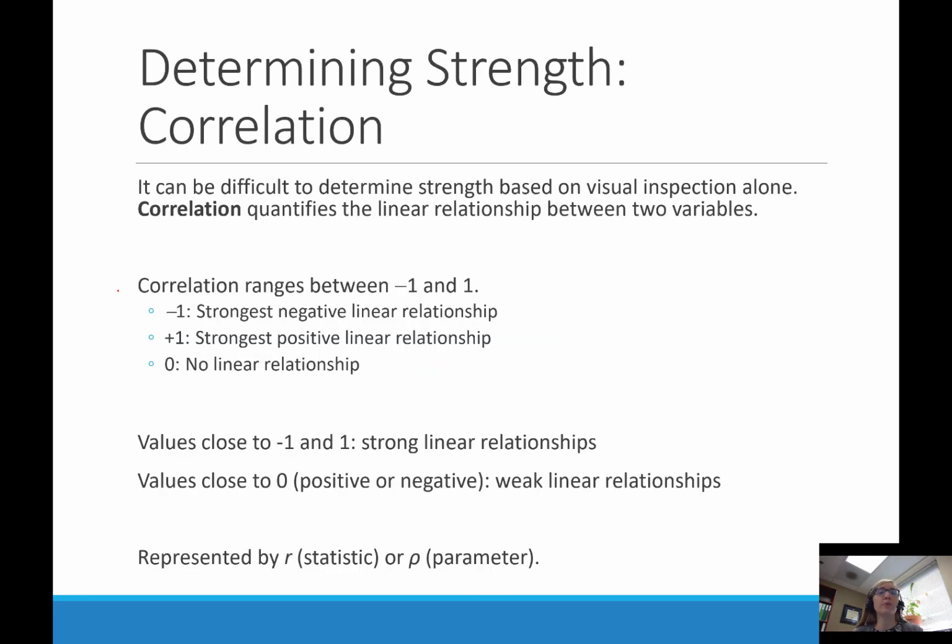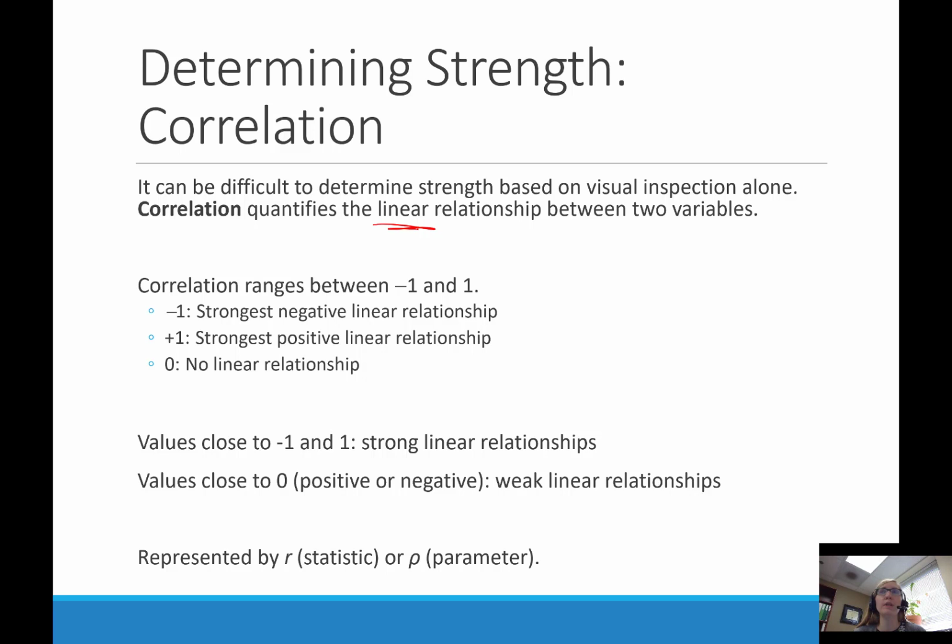Correlation quantifies the linear relationship between two variables. It is key to note that correlation only holds for linear relationships. If there's curvature, then correlation will not make sense. Correlation ranges between -1 and 1 inclusive. This means that correlation can take the values of -1 and any value in between. The sign of the correlation represents if the association is negative or positive, while the number represents the strength.